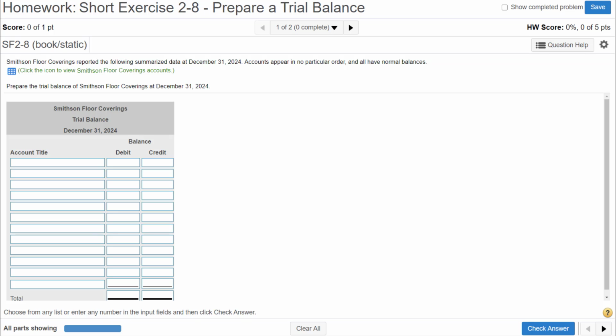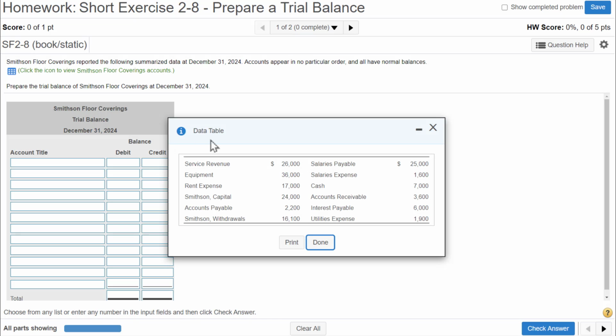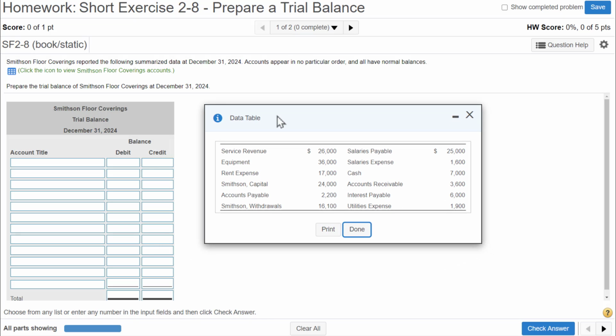Short exercise 2-8, we're going to prepare a trial balance. Now remember, the main reason that we do a trial balance is to double check that our debits equal our credits, but also a trial balance can be used to help us create our 3 financial statements. So Smithson Floor Coverings reported the following summarized data at the end of December. Accounts appear in no particular order and all have normal balances. In other words, a normal balance just means that their balances are on the plus side.